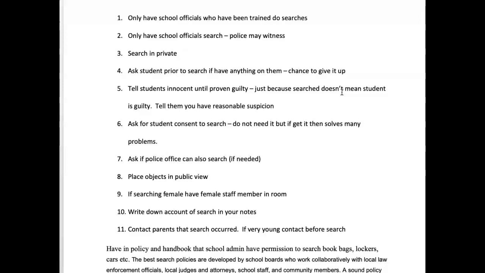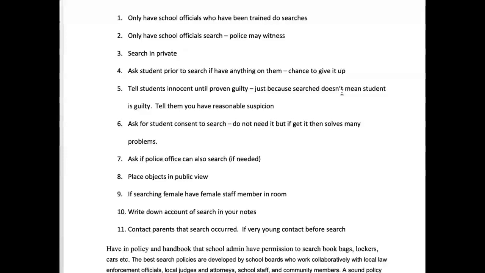Have them take their shoes off. Look inside their shoes. And when I was at Southern Wayne High School, they actually had flip-flops that in the heel of the flip-flop, there was a little compartment that it was hard to see, but you could open the compartment up and it would hold 4 ounces of liquor. All right? Put it in public view. Now, if you're searching a female, have a female staff member in the room. All right?